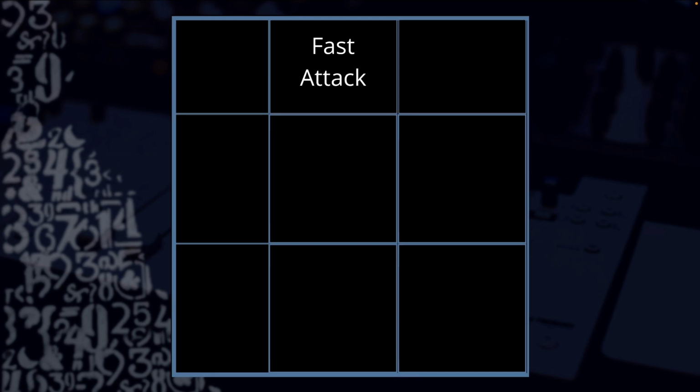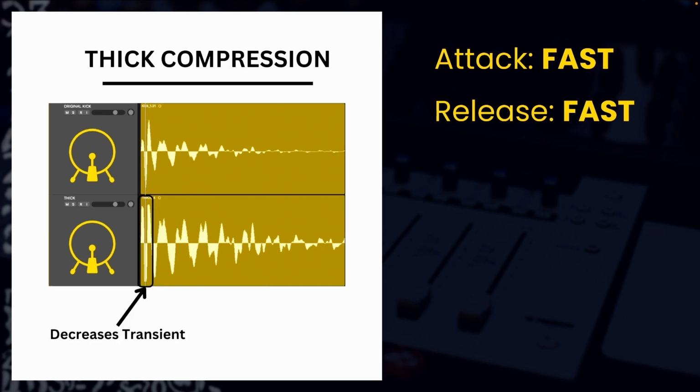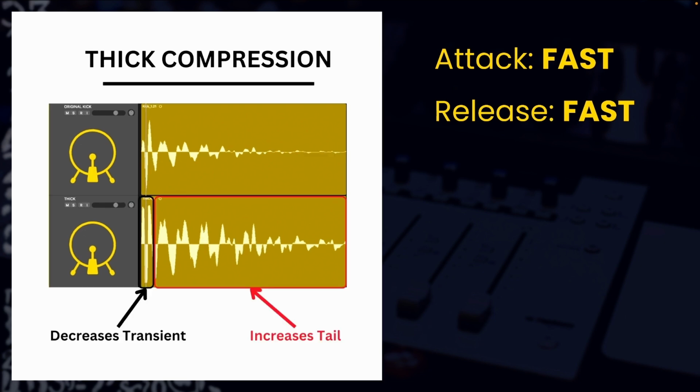If we choose a fast attack and then we have a fast release, this is known as thick compression. Thick compression will look something like this, and it's going to decrease the level of the transient in relation to the tail. The example that I have here is already gain staged so that it's brought back up to the prior level it was before, but as you can tell, the tail is far fatter and it's thicker and it feels heavier, so that's what thickness of compression gives us.